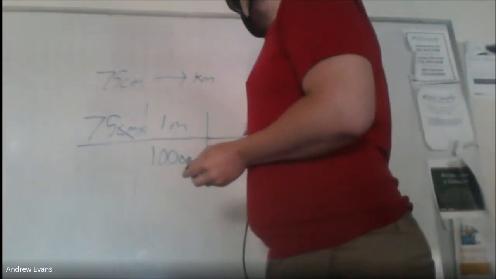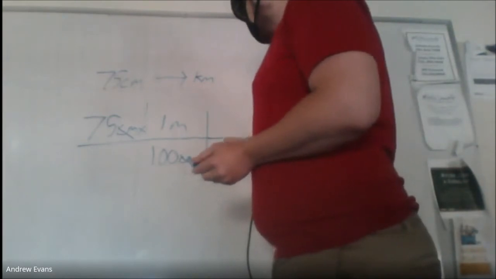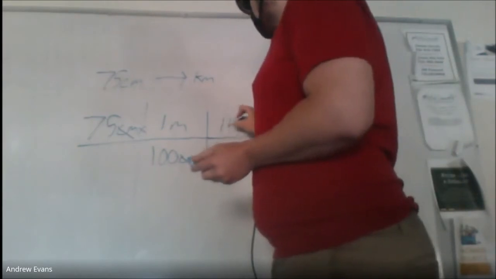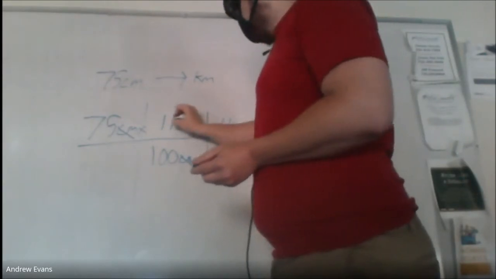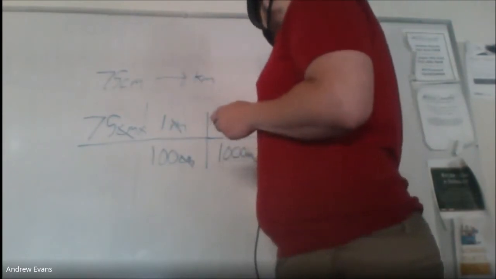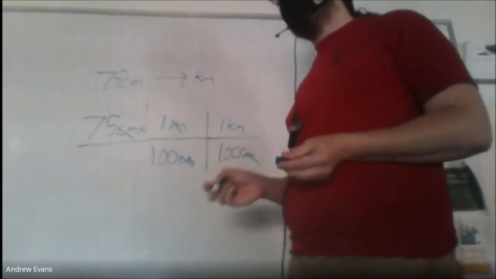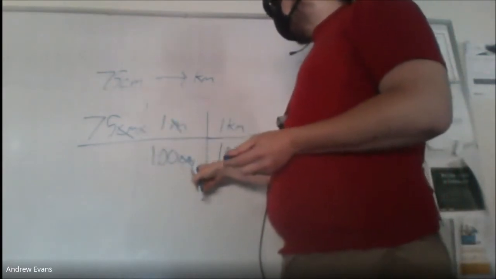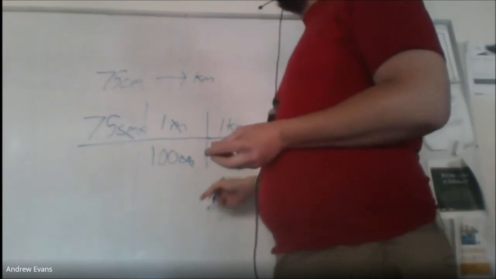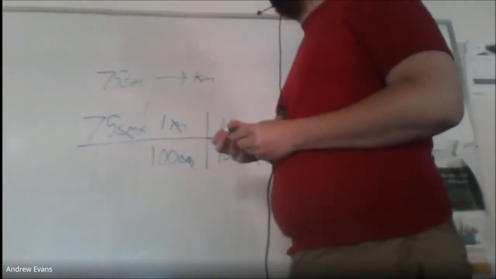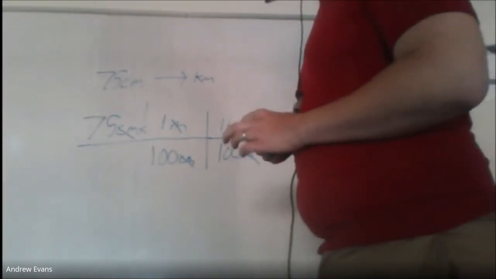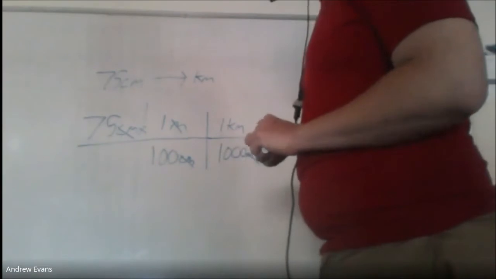Then I would know that there are 1,000 meters in 1 kilometer. I know I need to divide by 1,000 because I currently have a meter on top, so I need to match it with a meter on the bottom. We had centimeters, so we divide by 100, then we divide by 1,000, and that would give us how many kilometers 75 centimeters is. It's a really small number. It's a silly equation, a silly number.